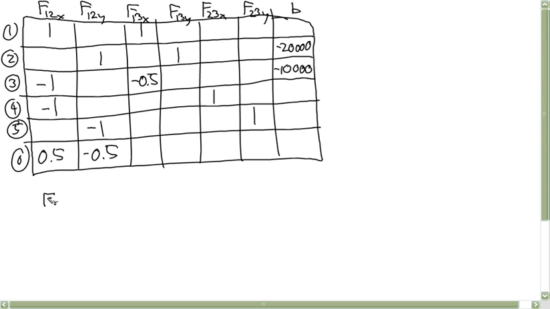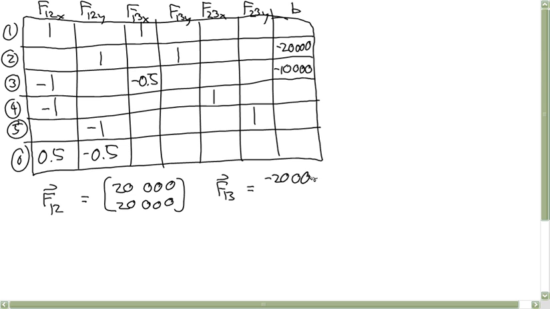Okay, so I get F12 is 20,000, 20,000. F13 is negative 20,000, negative 40,000. And F23 is 0, 20,000.